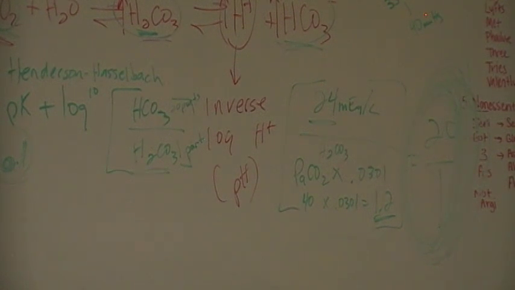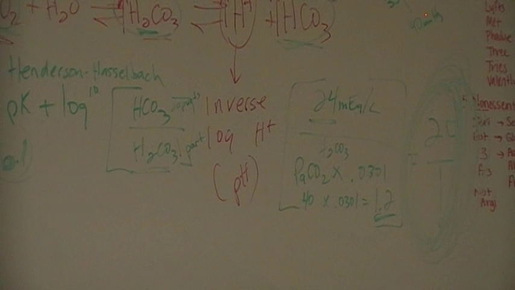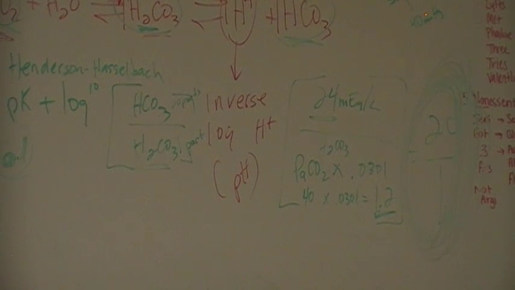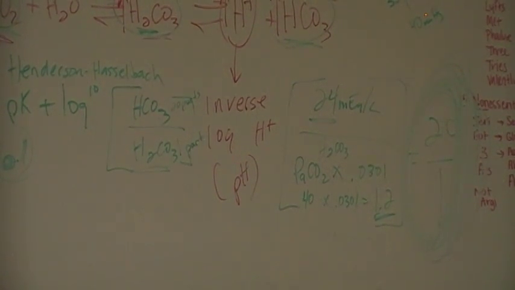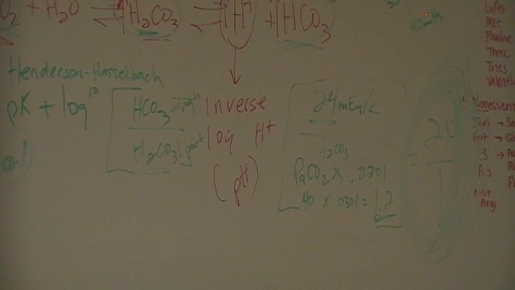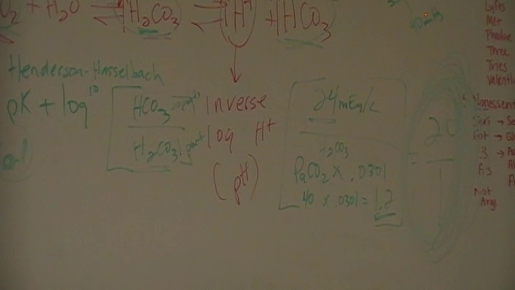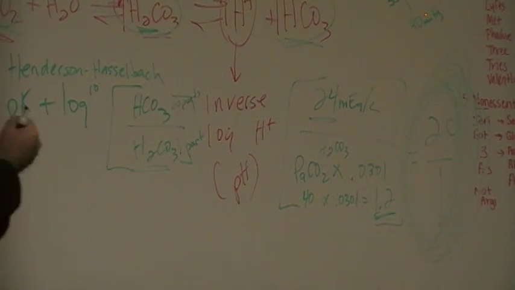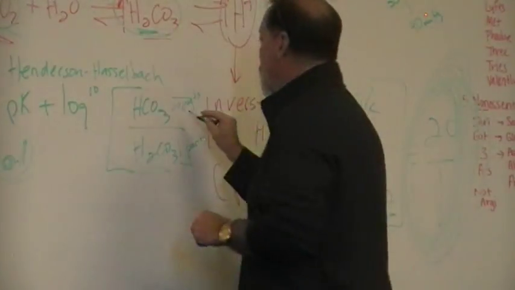Does anybody have a log function on your phone? So if you put in the number 20, because 20 over 1 is 20, 20 parts of bicarbonate for every 1 part of carbonic acid, just put in 20 and push the log. What do you get? Should be 1.3. Yeah, 1.3.